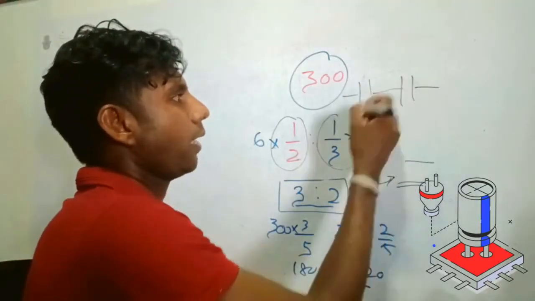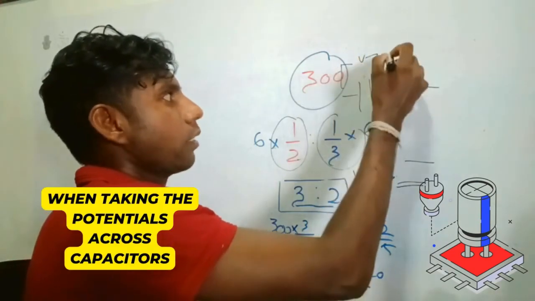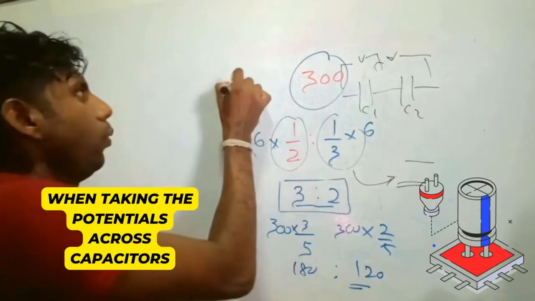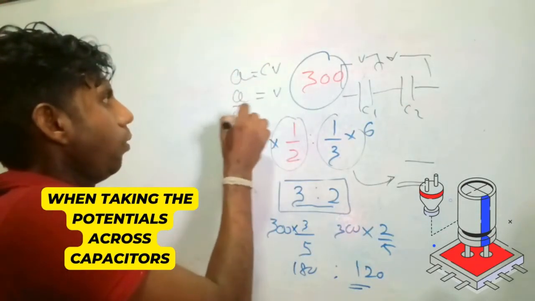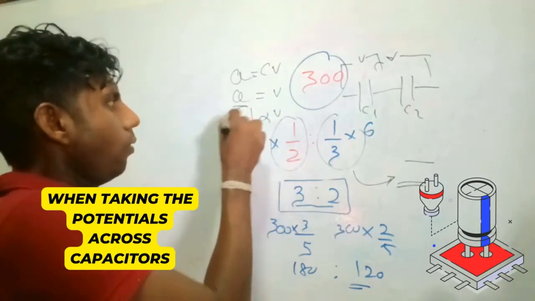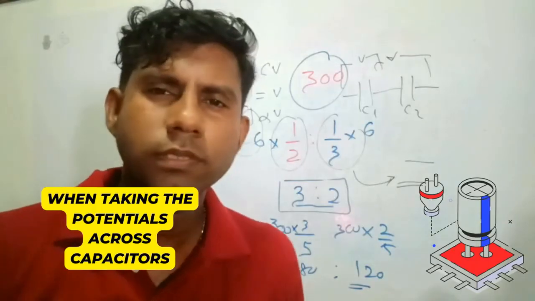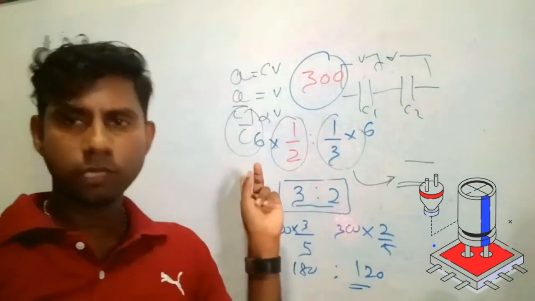So basically this kind of ratios we need to apply in capacitor questions. When we allocate voltage across capacitors, we need this ratio because Q equals CV and V equals Q over C. So V is proportional to 1 over C. So if you need to allocate potentials according to the capacitance, then you need to apply the 1 over C ratio.